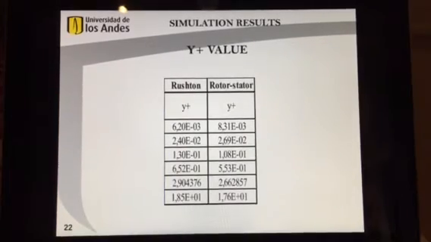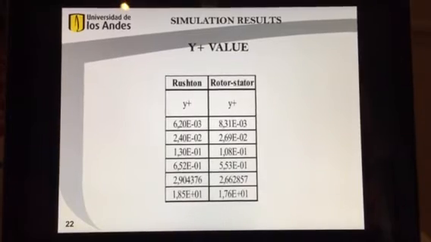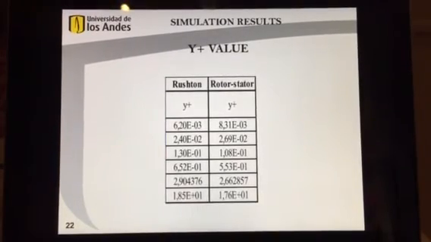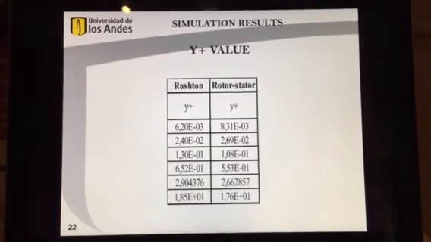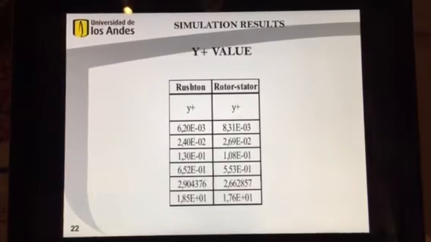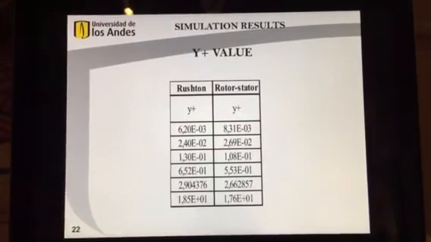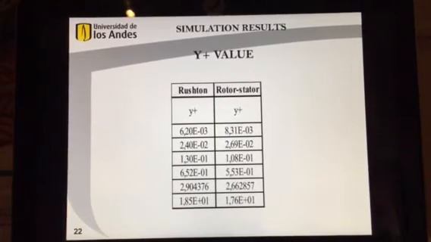The y plus parameter allows us to visualize the definition of the mesh in the part of the boundary layer by considering the effects of the flow near the wall. The values vary from 0.0062 to nearly 18 for the Rushton impeller, and from 0.0083 to 17 for the rotor stator.